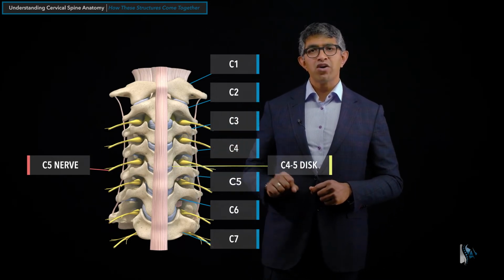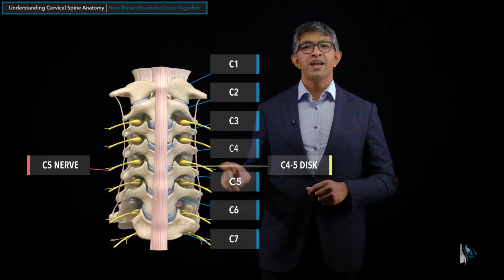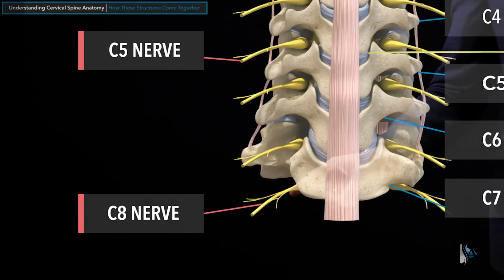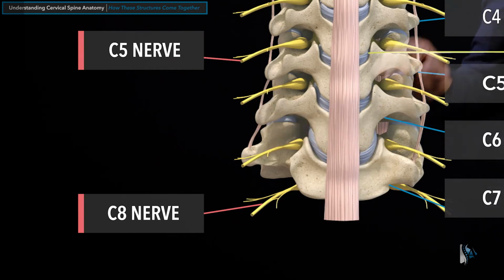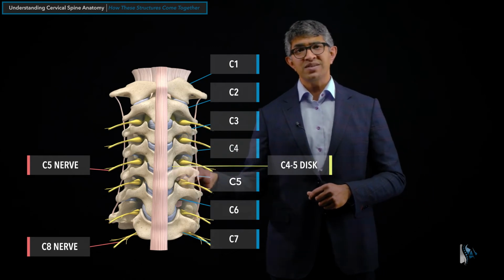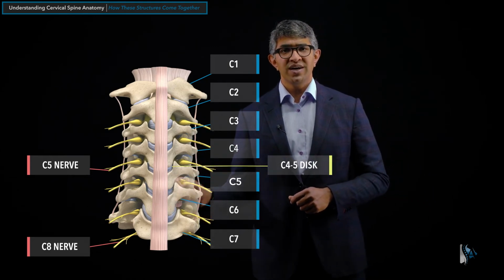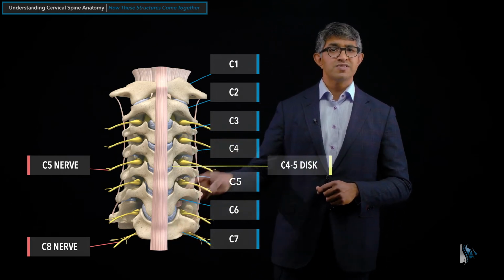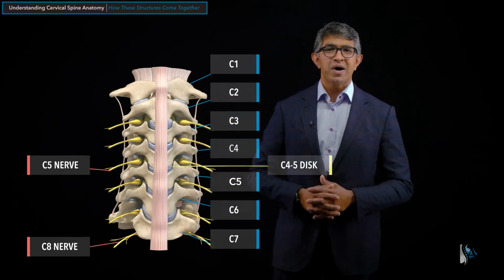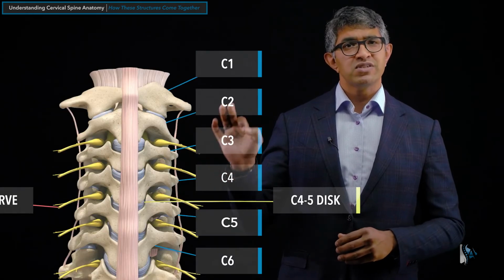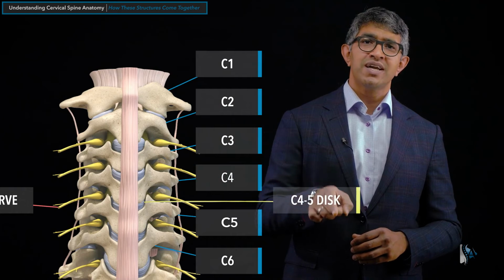One very interesting artifact of this numbering system is that right at the bottom of the spine, between C7 and T1, is a nerve called the C8 nerve. There is no C8 vertebral body. This is a nerve between C7 and T1. The nerve that goes out between T1 and T2 below that is the T1 nerve. So this is almost like an extra nerve, but it's just a byproduct, an artifact of the way that these have been numbered.